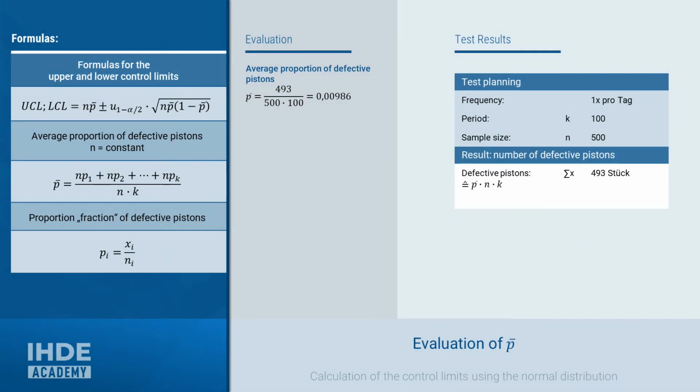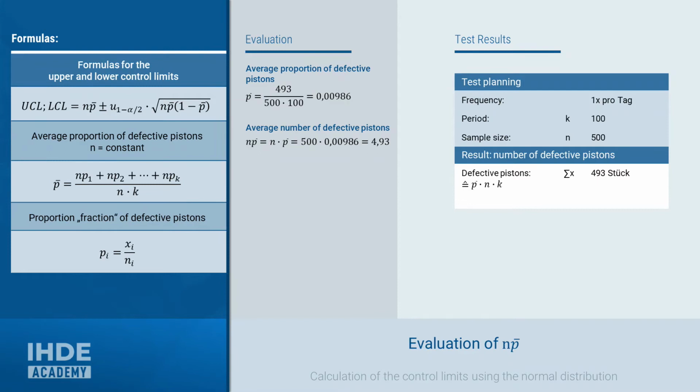The average proportion of defective parts is required for the further calculation of the control limits. With a constant sample size, this is calculated from the sum of all defective parts found divided by the number of all tested parts. Thus, P bar is 0.0098. Translated, this means that approximately 1% of all parts in the sample do not meet the specification.